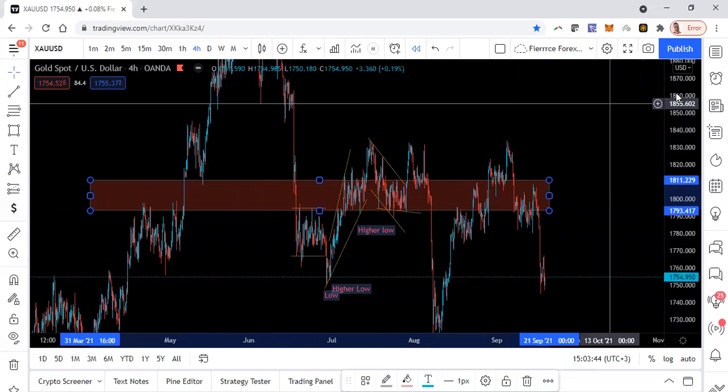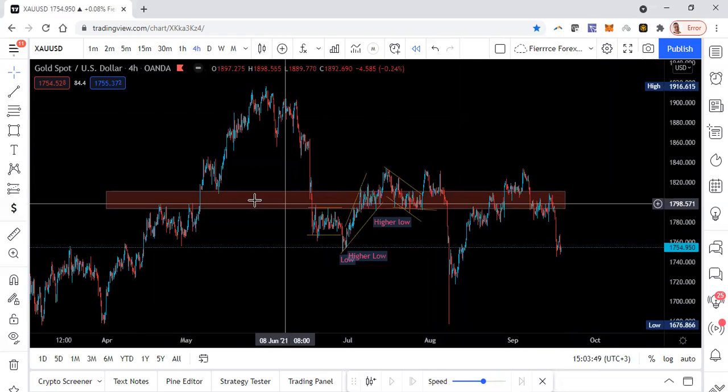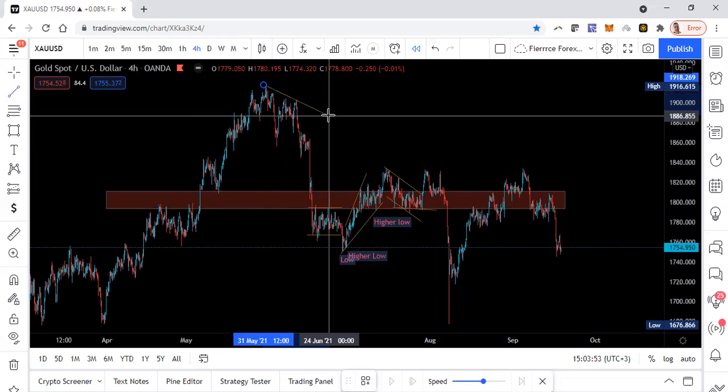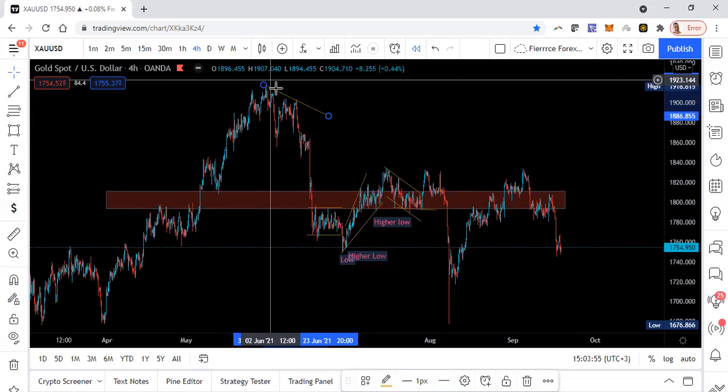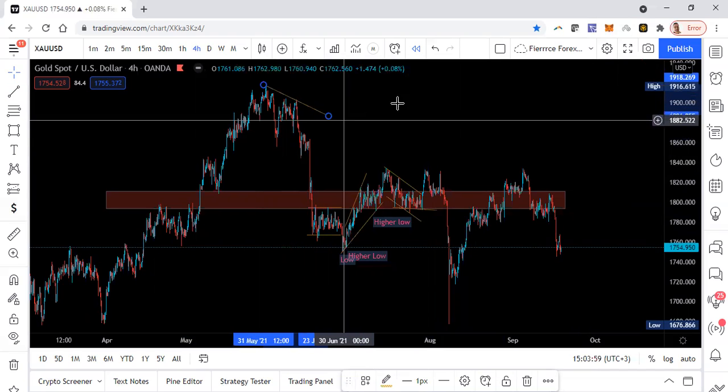So that's it for this video. I hope you've been able to see how to draw your trend lines. Like now, this is a trend line. I am putting it on at least two minimum levels. The more it retests, the better.